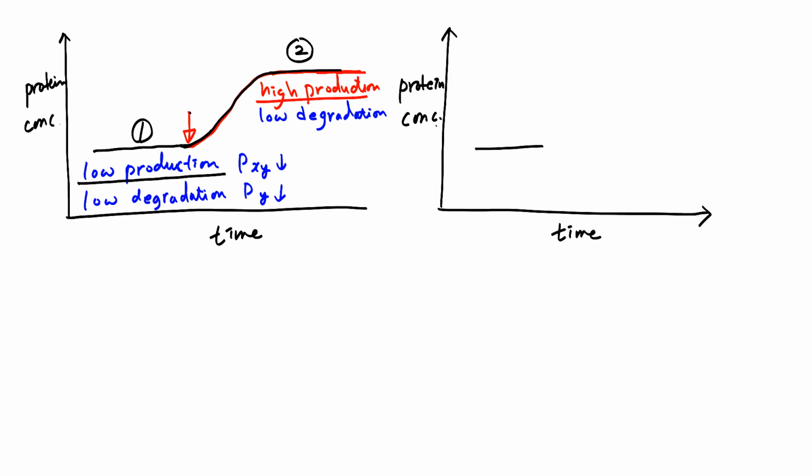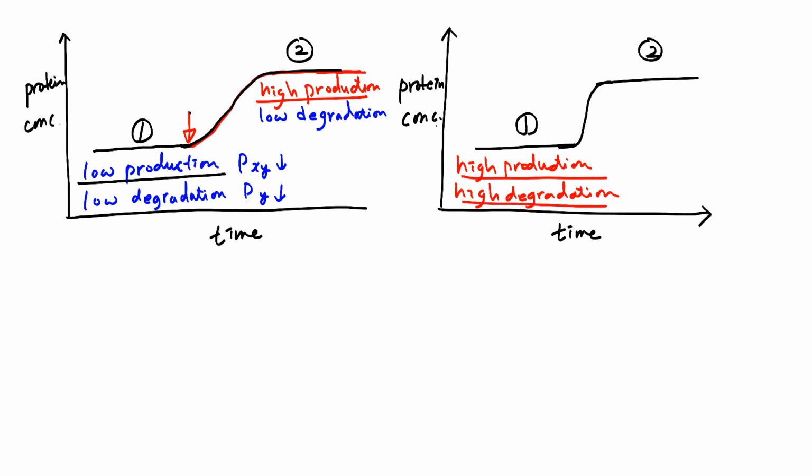Now, what if we want to go from this level 1 to this level 2 much faster? One approach we can think of is this. Instead of having low production and low degradation for level 1, we have high production and high degradation. Even though we have high production and high degradation, the level will be the same as the one that we had before using low production and low degradation. But in this case, when you go from 1 to 2, our high production does not change, but we have a low degradation. And how is this possible?